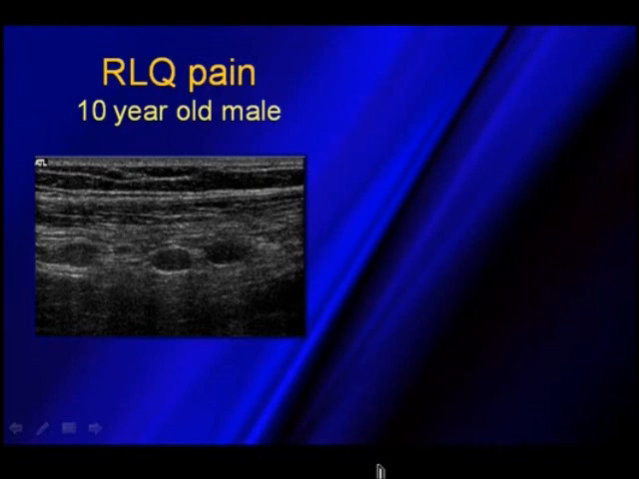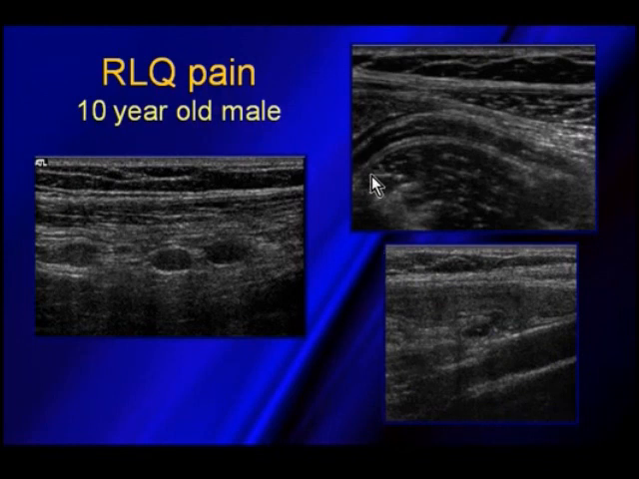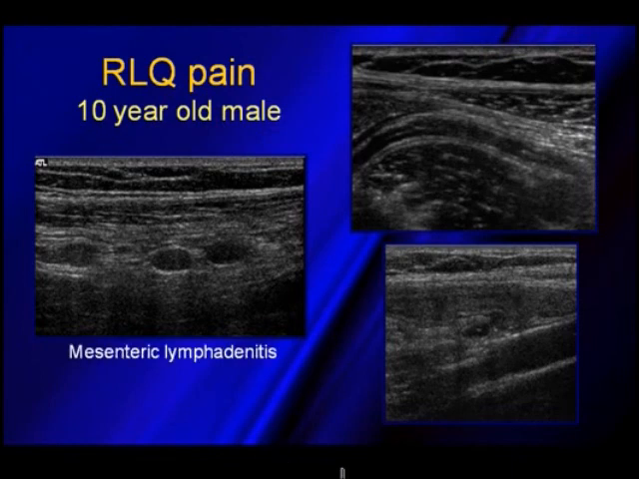And in scanning the right lower quadrant, we could see that he had enlarged lymph nodes. Now, you can get mesenteric lymphadenitis that we see quite frequently in these children that come in with right lower quadrant pain. But also appendicitis can cause the lymph nodes to enlarge. So what's very key on these patients is to scan and try and find the appendix. And on this young man, we're able to find that he did have a normal appendix, and the diagnosis was mesenteric lymphadenitis.